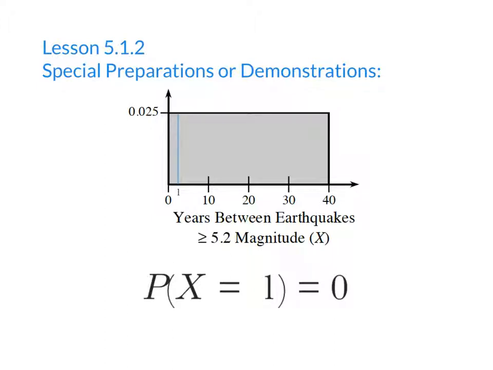no model can predict a future earthquake to an exact moment. The model shows this because the areas in a probability density function represent probabilities, and an exact value of a random variable would represent an exact time as a line, and a line has no area.